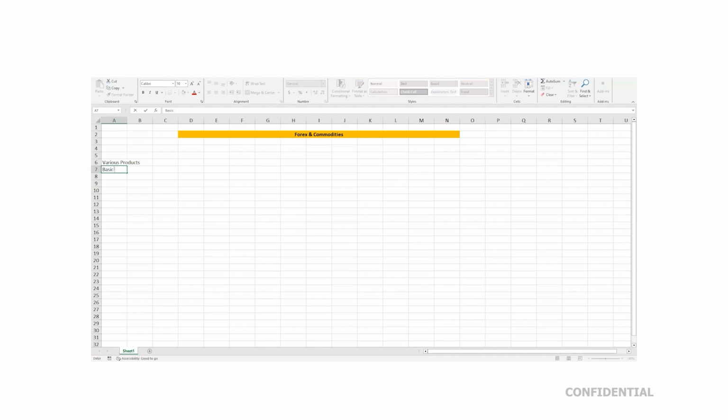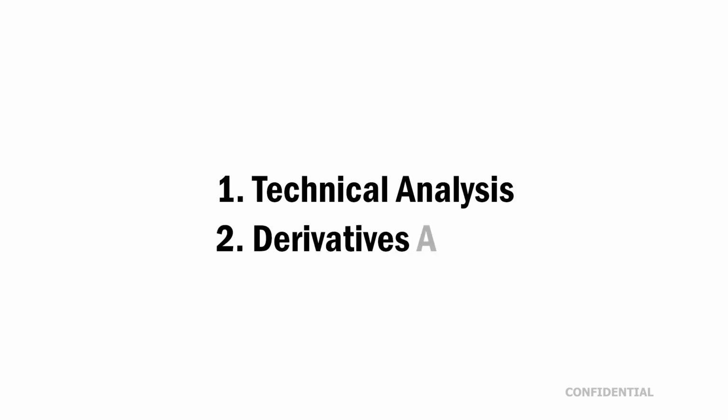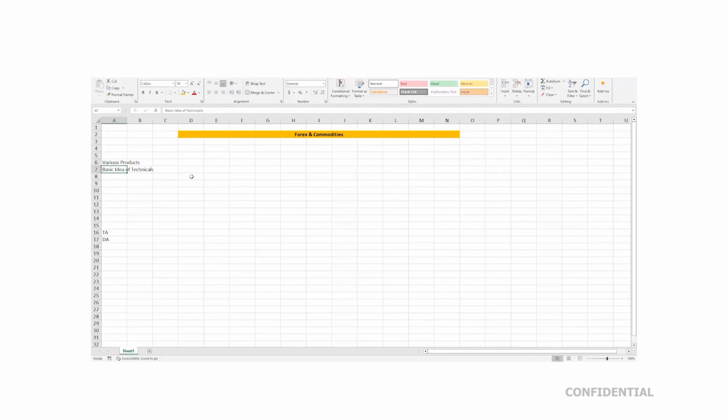some basic idea of technicals, because this is what is going to help us build the entire strategy. So broadly we'll be talking about two kinds of strategies. First, the strategies based on technical analysis, and second, we are going to make strategies based on derivative analysis. Understanding both these things is very important to make the strategy for ourselves. So we'll be talking about the basic idea of technical analysis.